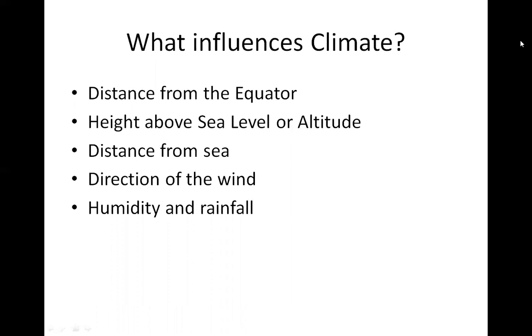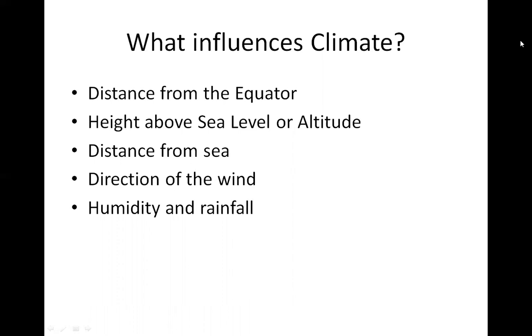Next point is direction of the wind. The climate of a place is also affected by the direction of the wind. The wind that blows from sea to land is called sea breeze, and these winds carry moisture and bring rain to the coastal areas. Now, the wind that blows from land to sea is called land breeze. These land breezes blowing from warm areas will be warm and dry, and the wind blowing from cold areas will be cold and dry.